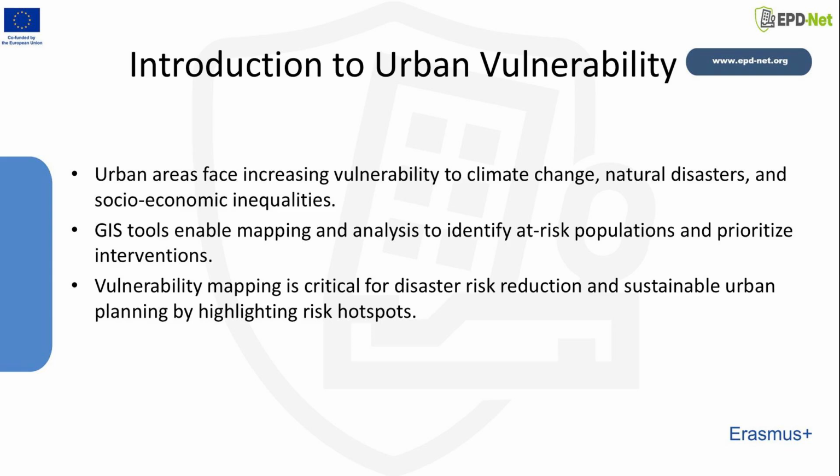Urban areas worldwide face escalating vulnerability to multiple interconnected hazards, including the intensifying impacts of climate change, recurring natural disasters, deepening socio-economic inequalities, and persistent infrastructure deficiencies. Geographic information systems have emerged as indispensable analytical tools that enable researchers, urban planners, and policymakers to systematically map and analyze these urban vulnerabilities. By spatially integrating diverse datasets representing exposure, sensitivity, and adaptive capacity, GIS facilitates the identification of at-risk populations and the strategic prioritization of intervention measures.